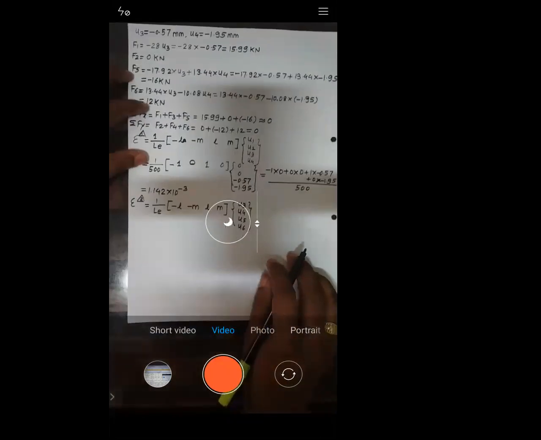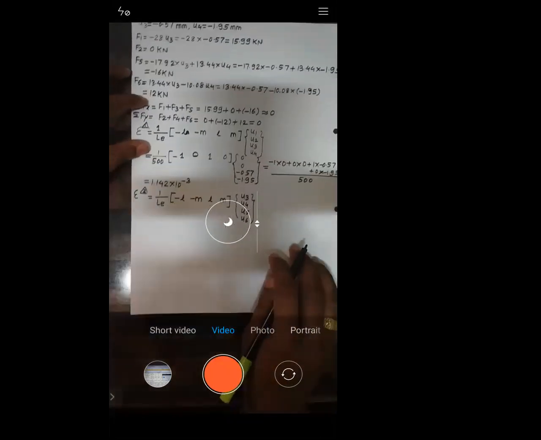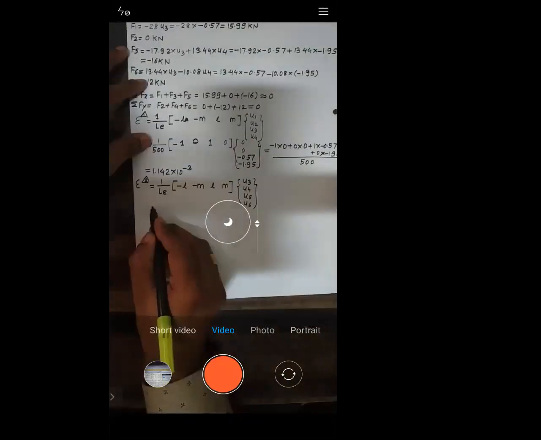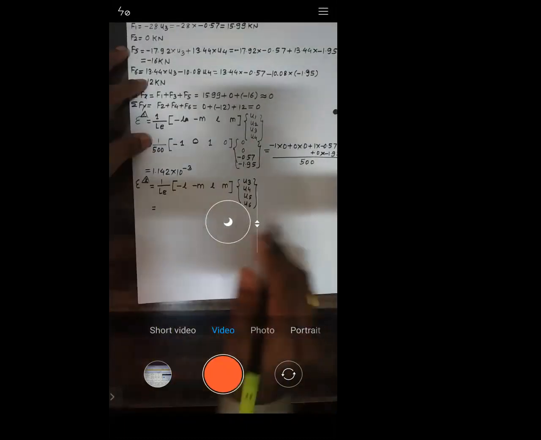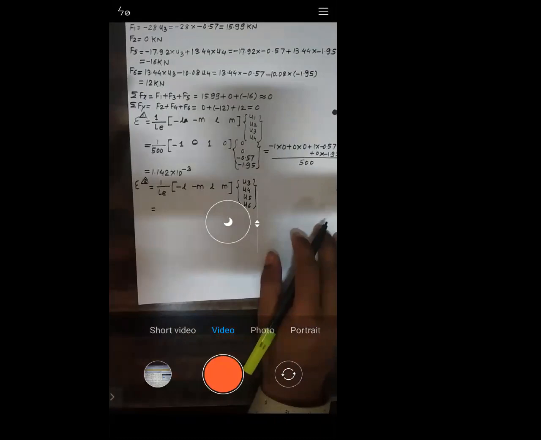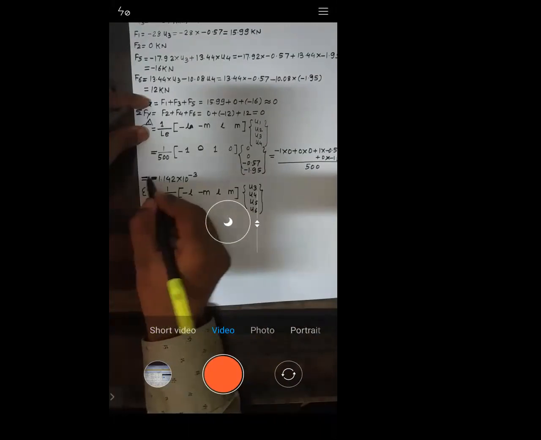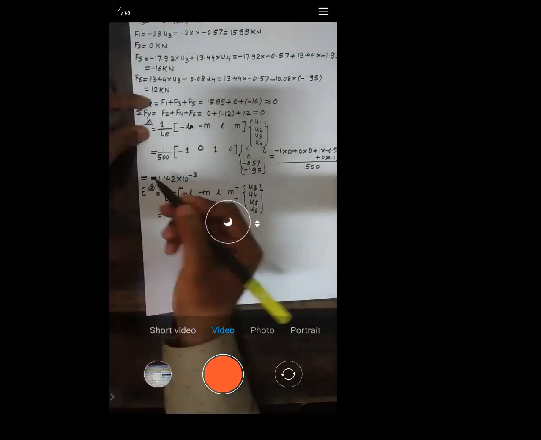Let me know. Sir, E1 will not come in minus? 1 minus 1.142 into 10 raised to minus 3. It will be minus, sir. So this is minus 1.142 into 10 raised to minus 3. Is it okay? Now.